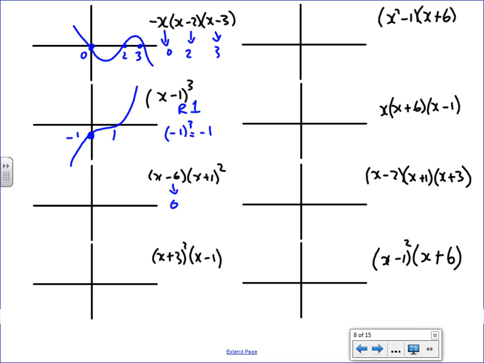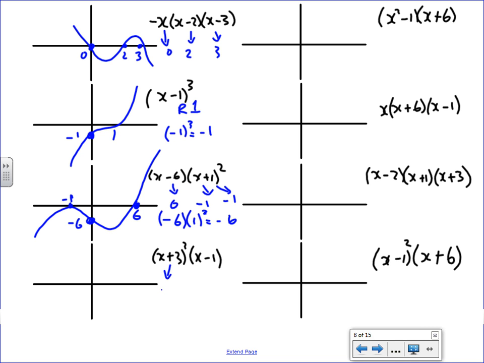Next one, we've got 6, and then we've got minus 1, and that's a repeated root minus 1. So we know that we're slicing through 6, and we're just touching at minus 1. It's a positive cubic, so it comes up, touches, turns, and then goes like this. To find the y-intercept, we put x is 0, so we get minus 6 times 1 squared, which is minus 6. So that's minus 6 there.